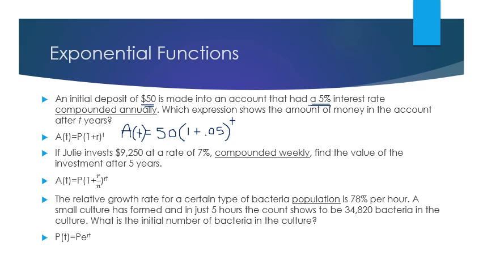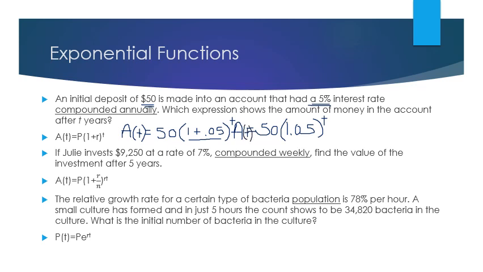Okay? So according to the order of operations, I've got to take care of my parentheses first. 1 plus 0.05 is 1.05. And then I'm going to multiply this by 50. Now notice that I can't do the multiplication until I apply the exponent. And since we don't have the value of the exponent, this will be your final answer when you are asked to answer this on your test.